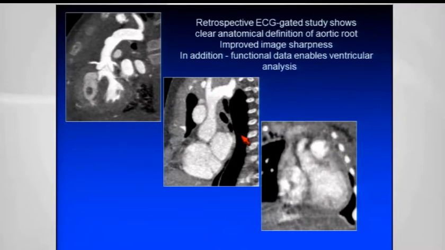So I would say if you do a lot of thoracic imaging, you should be thinking about prospectively gated scans as your default position for thoracic imaging where you want to have vascular anatomy.